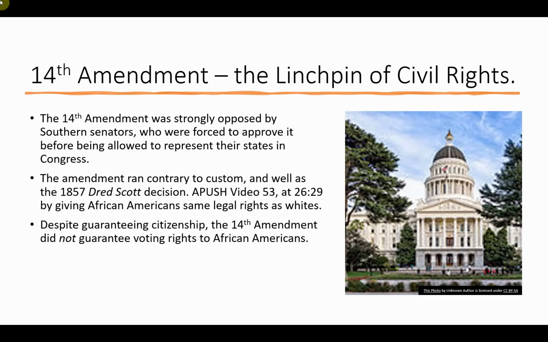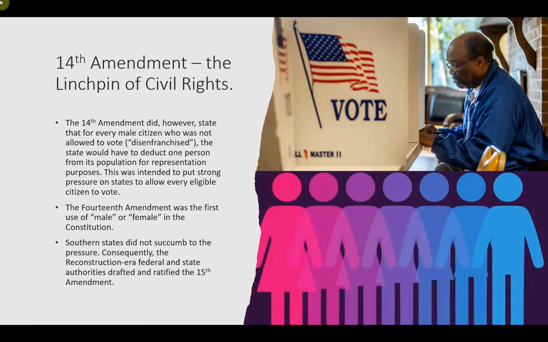Despite guaranteeing citizenship, the 14th Amendment did not guarantee voting rights to African Americans. So they had all the legal rights, but voting rights weren't specifically included, so they did something about it. The 14th Amendment, again, the linchpin of civil rights, did, however, state that for every male citizen who was not allowed to vote, that is disenfranchised, the state would have to deduct one person from its population for representation purposes. Remember, that's how they determine how many Congress people get to be in a state, is the population of the state.